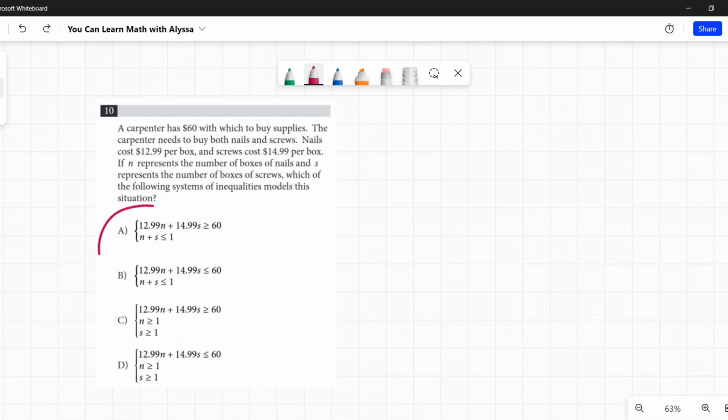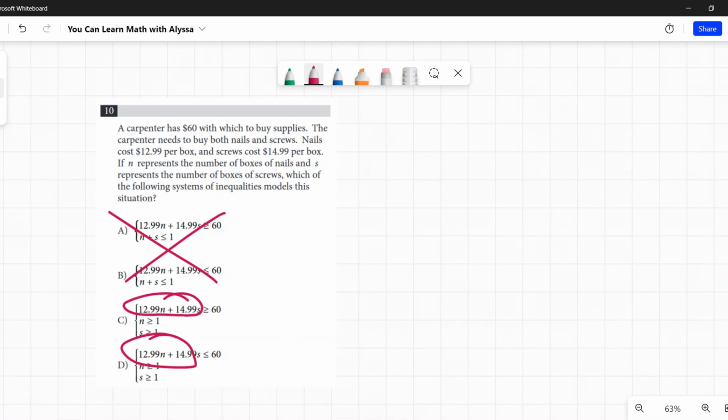So these two that say N plus S is less than or equal to 1, they are out. I only have to look at C and D. And the only difference between these is greater than or equal to 60 or less than or equal to 60. So this part here is saying how much money he's spending.